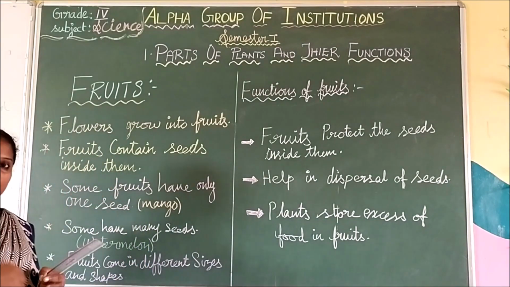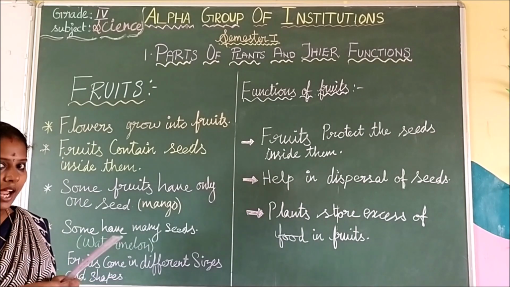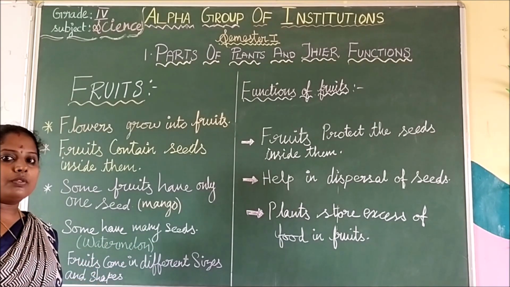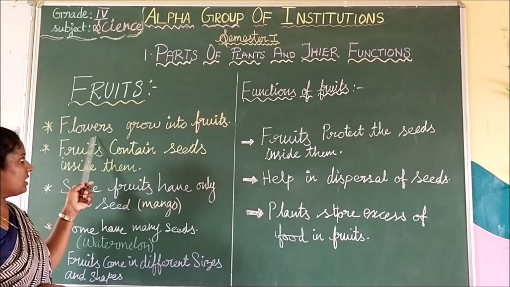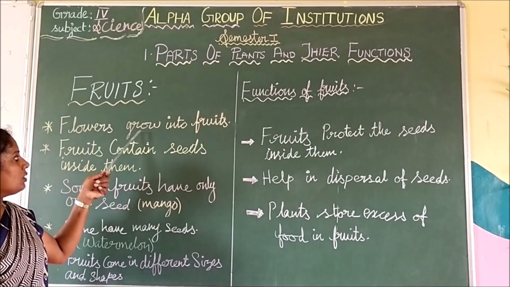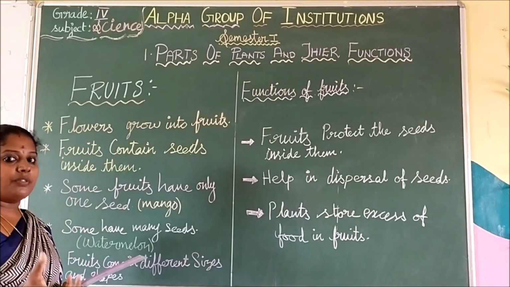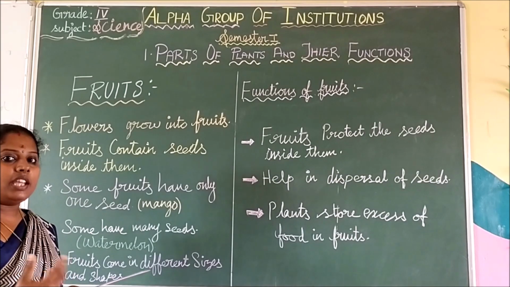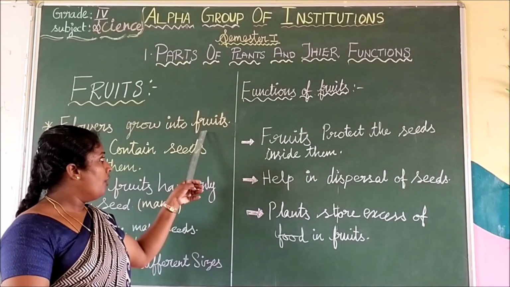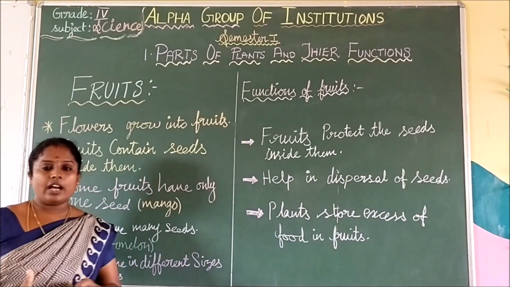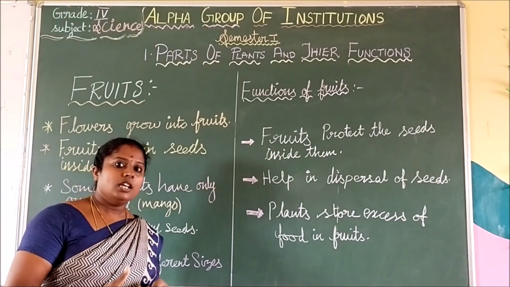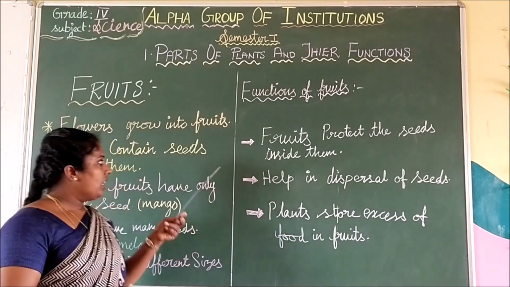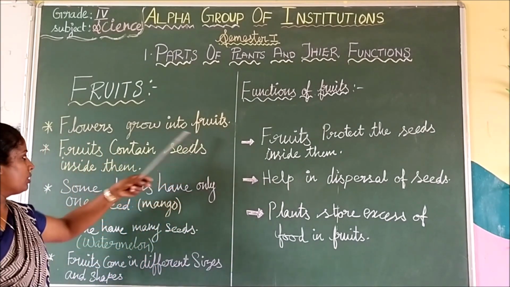So from where are we getting the fruits? From the plant. Before the fruit, what? Flowers. Flowers grow into fruits. From the flower only, the next stage of the flower is fruit. We discussed flowers in the last class. So from the flower, we get fruits.